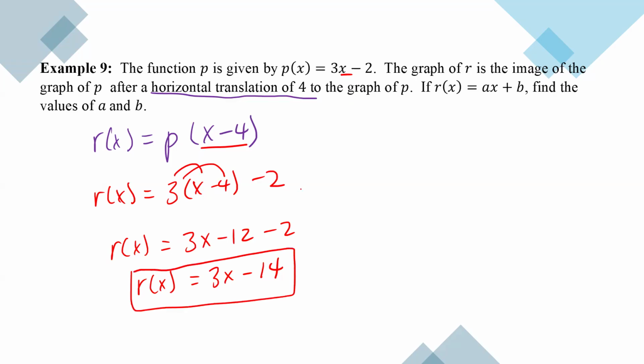Okay. From there, it wants us to state our A and our B. So what is our slope and our y-intercept? Our slope is 3, and our y-intercept is negative 14. And that is our final tab on transformations.